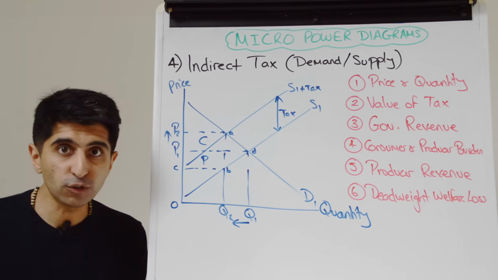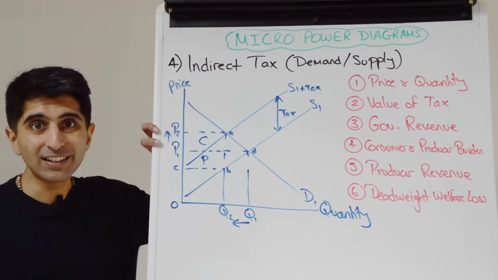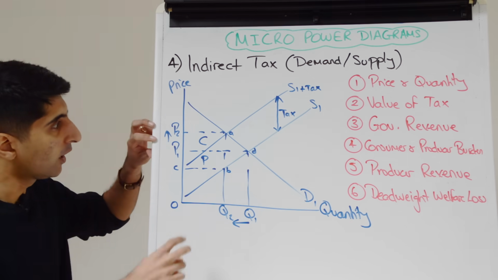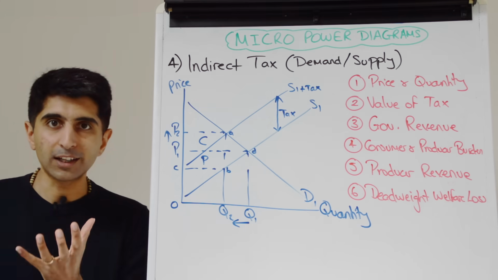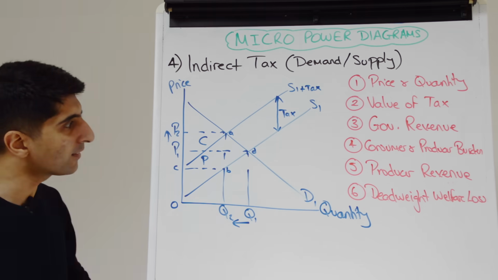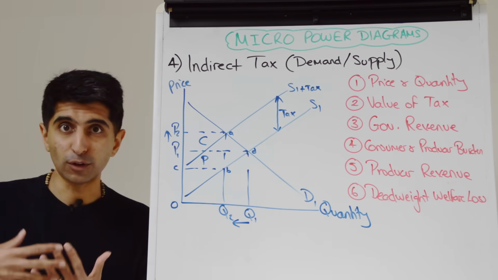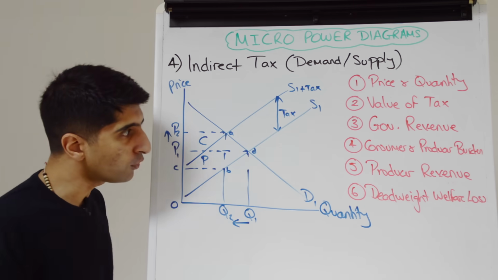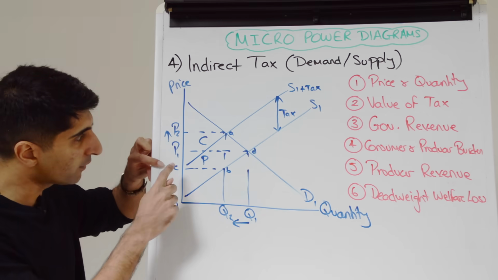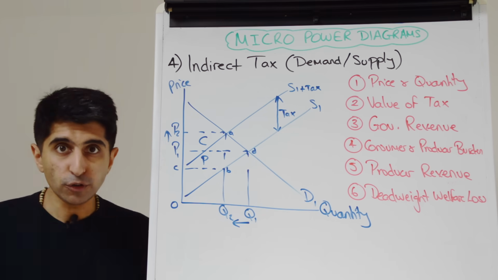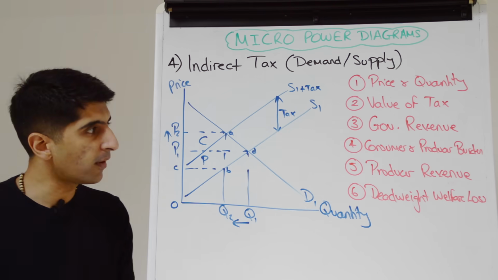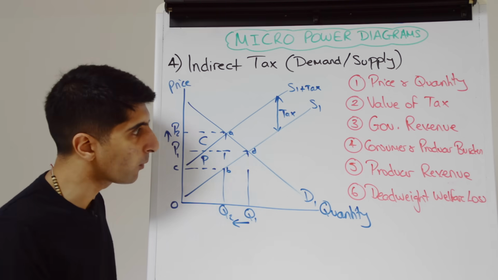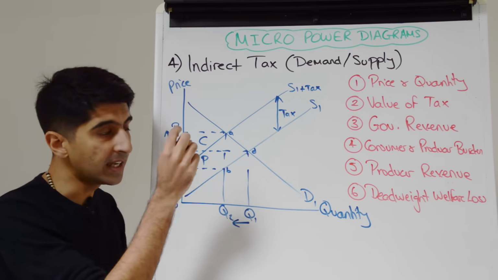Then the consumer and producer burden. The consumer is paying the difference in price of that box. So of that box, which is government revenue, the difference in price portion is the consumer burden or the consumer incidence. The rest is the producer burden or the producer incidence. Your producer revenue is area CBQ20. Producers are selling Q2 at a price of P2, but remember we have to minus off the government revenue, that'll give us producer revenue, and then the deadweight welfare loss is the triangle ABD.